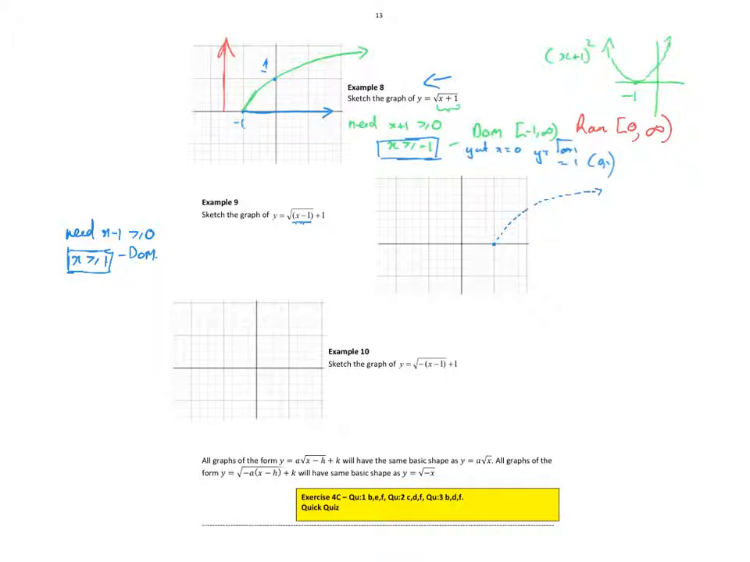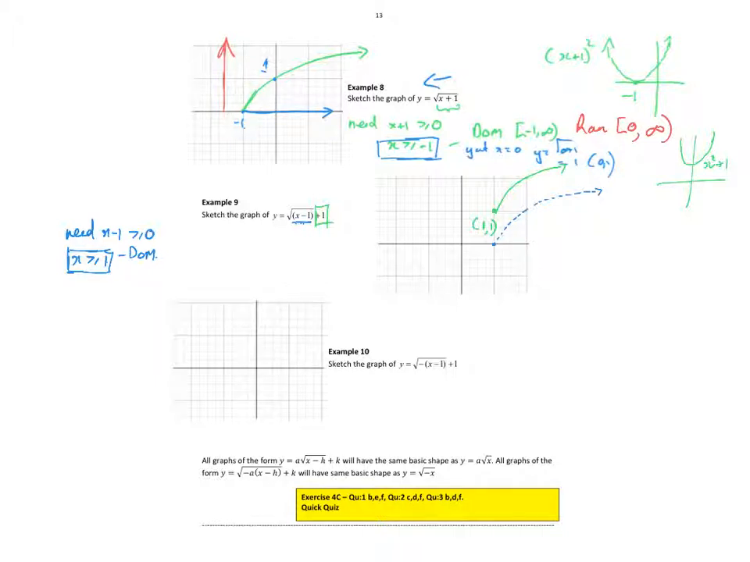Let's have a think now about plus 1. What has the plus 1 been doing? It's been moving everything up 1 unit. X squared plus 1 is like that. So let's shift the whole thing up 1 unit. So it goes to there. And our graph just comes through like that. So that's the point at 1, 1.